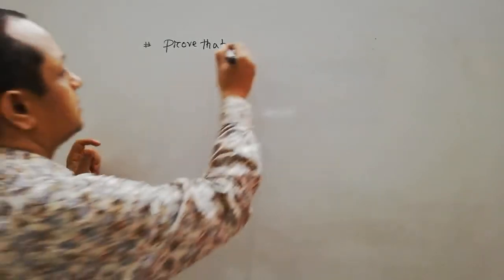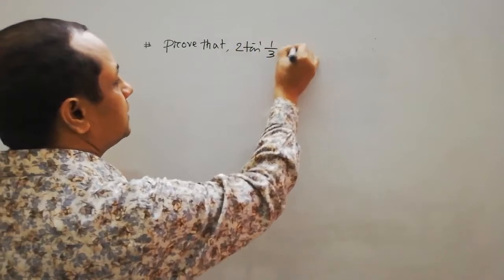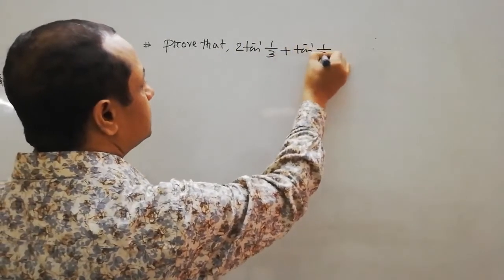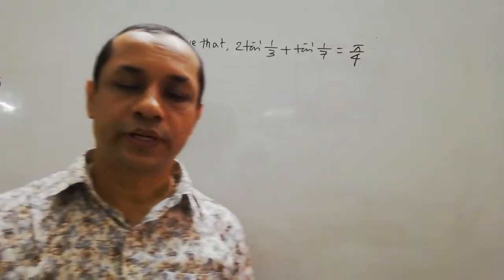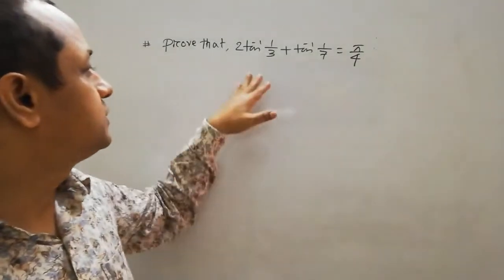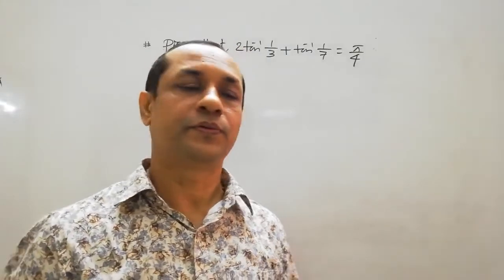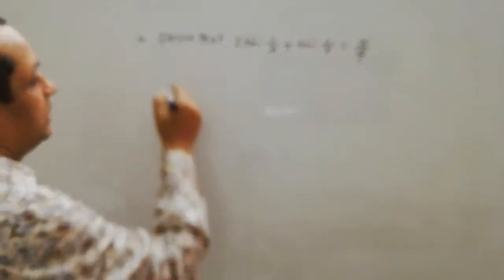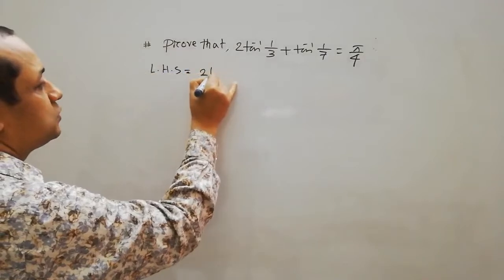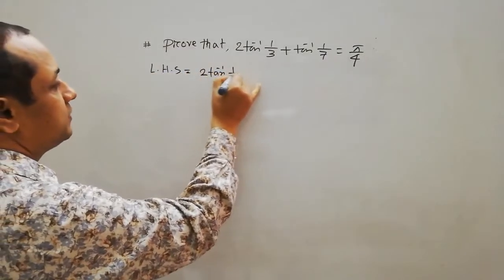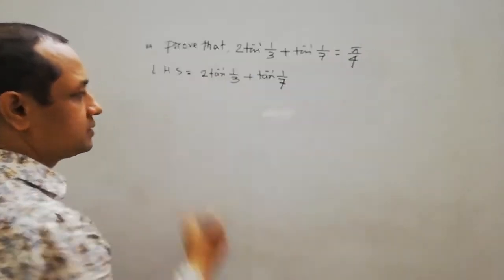Prove that 2 tan inverse 1 by 3 plus tan inverse 1 by 7 equals pi by 4. Attention please student, next question: 2 tan inverse 1 by 3 plus tan inverse 1 by 7 equals pi by 4. So left hand side equals 2 tan inverse 1 by 3 plus tan inverse 1 by 7.